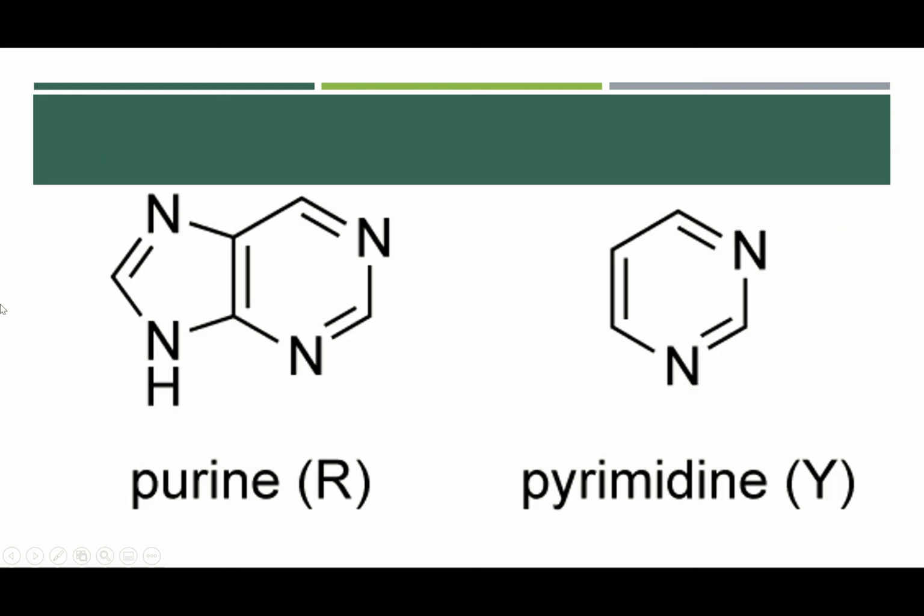Now when I say rings, this is what I mean. I'm talking chemistry. A purine has 2 chemical rings. A pyrimidine has 1 chemical ring. That's all I mean by that. But a purine goes with a pyrimidine. So A would go with T, G would go with C.